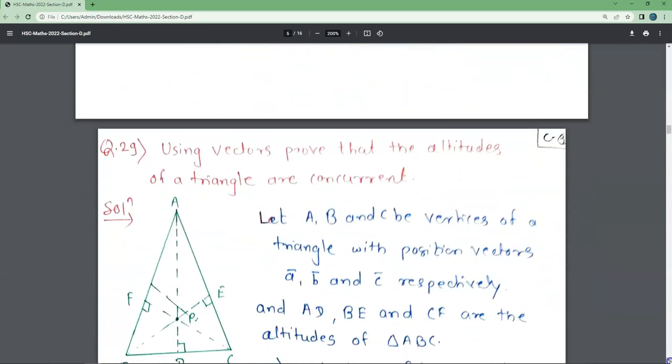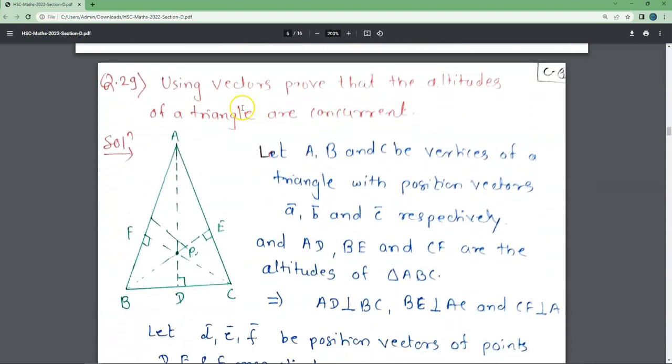What is the next question? That is the 29th. It says: using vectors, prove that the altitudes of a triangle are concurrent. हा पूर्ण theoretical question आहे.